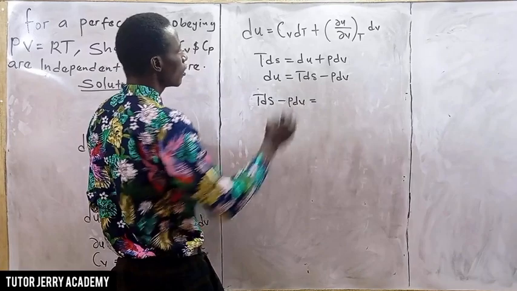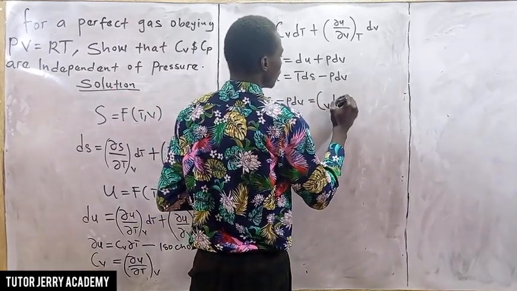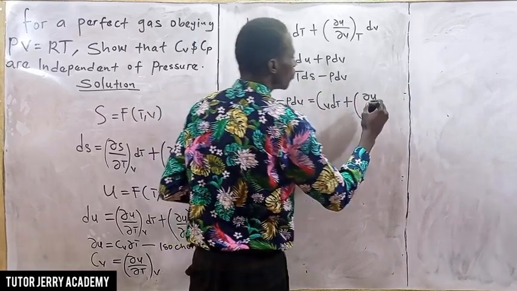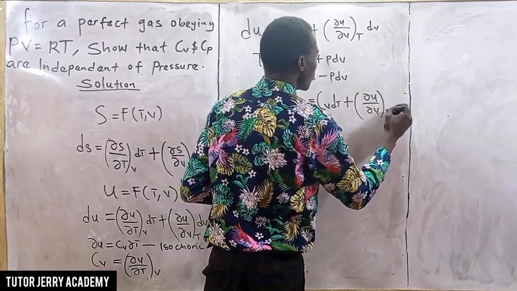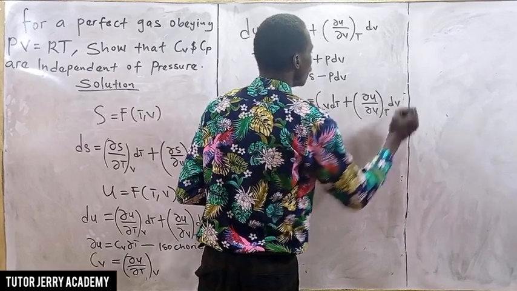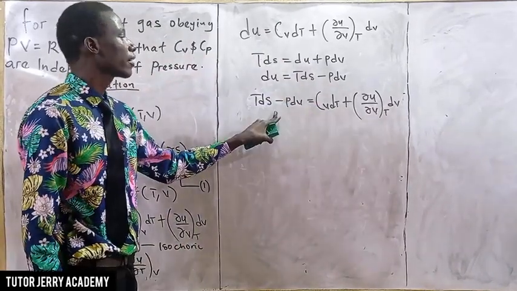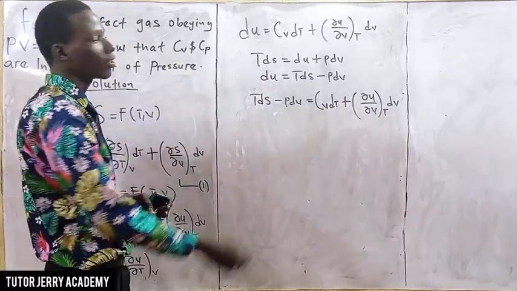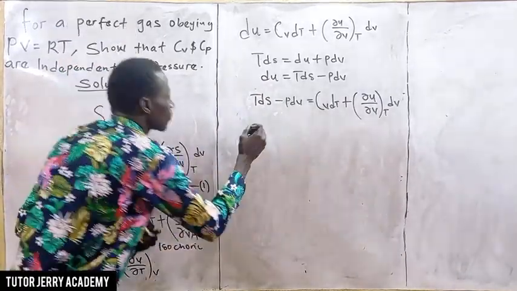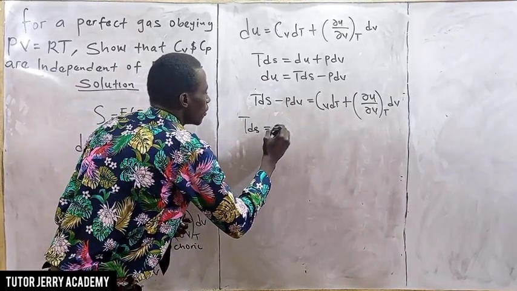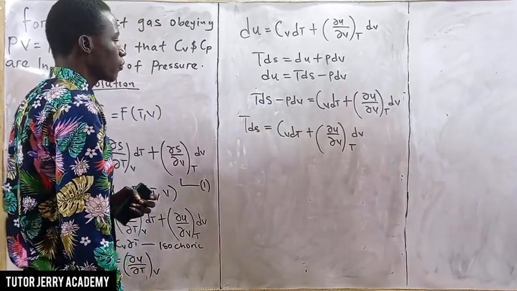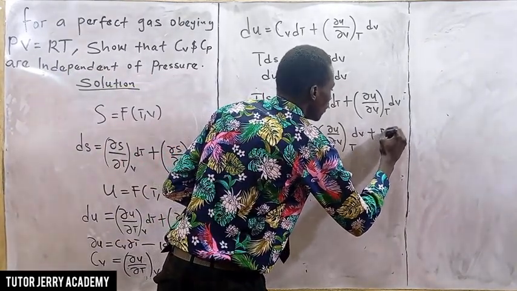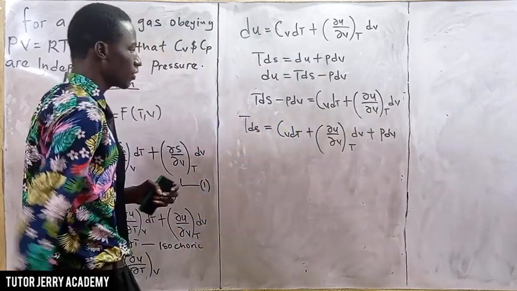TdS minus P dV will be equal to Cv dT plus the bracket of the partial derivative of U over the partial derivative of V, keeping T constant, dV. What we are going to do next is take minus P dV to the other side of this equation. When we take it to the other side, the sign becomes positive. That implies that we are left with TdS equal to Cv dT plus the partial derivative term dV, with positive P dV here.